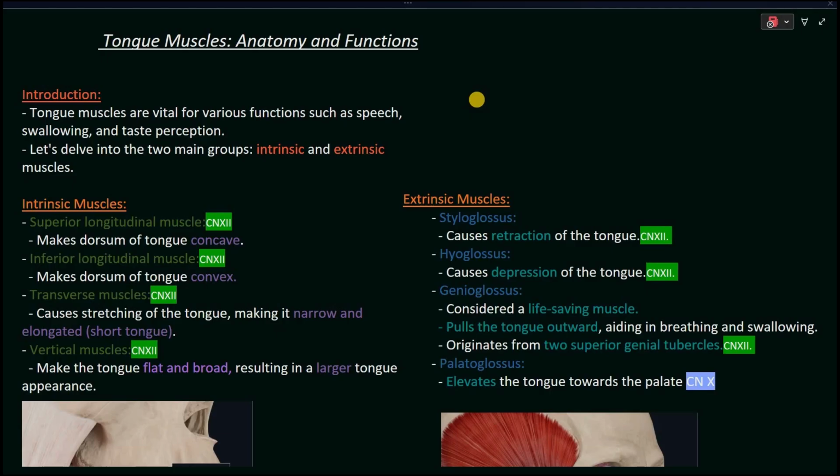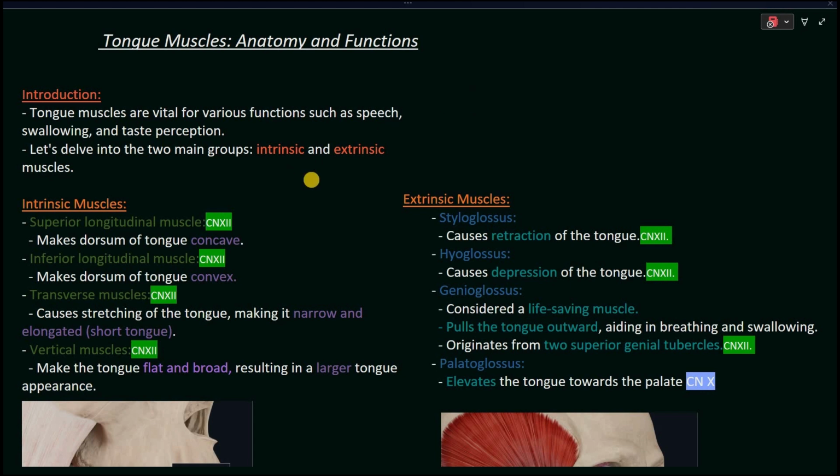Hello everyone. So today we will learn about tongue muscles, their anatomy and their function. The tongue is involved in speech, swallowing and taste perception. There are basically two groups of tongue muscles, and they are intrinsic and extrinsic.